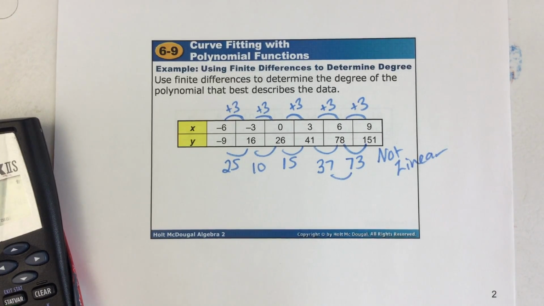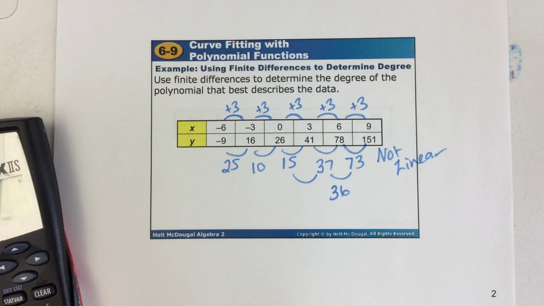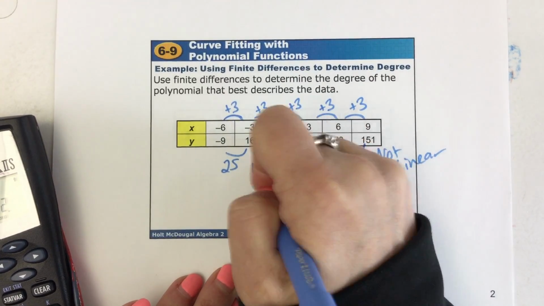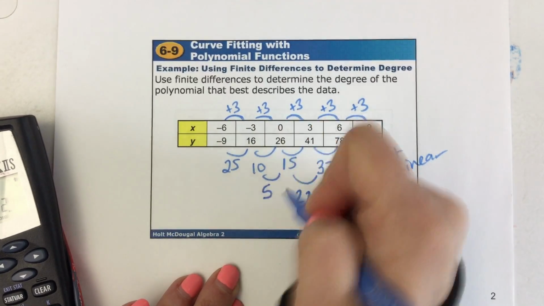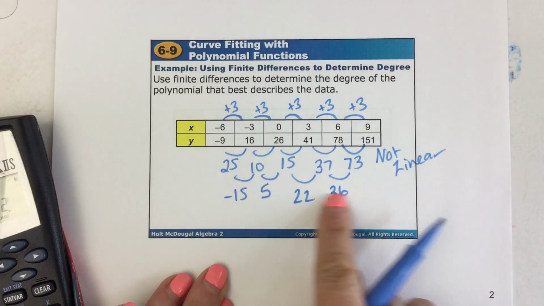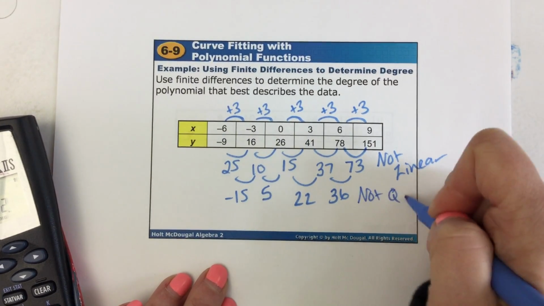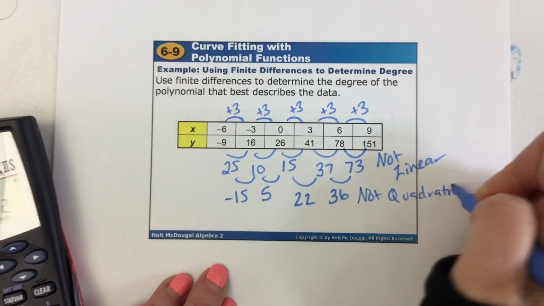Subtract again. 73 minus 37, this is 36. 37 minus 15, this is 22. 15 minus 10 is 5. 10 minus 25 is negative 15. These are second differences. They do not match, so this is not quadratic.